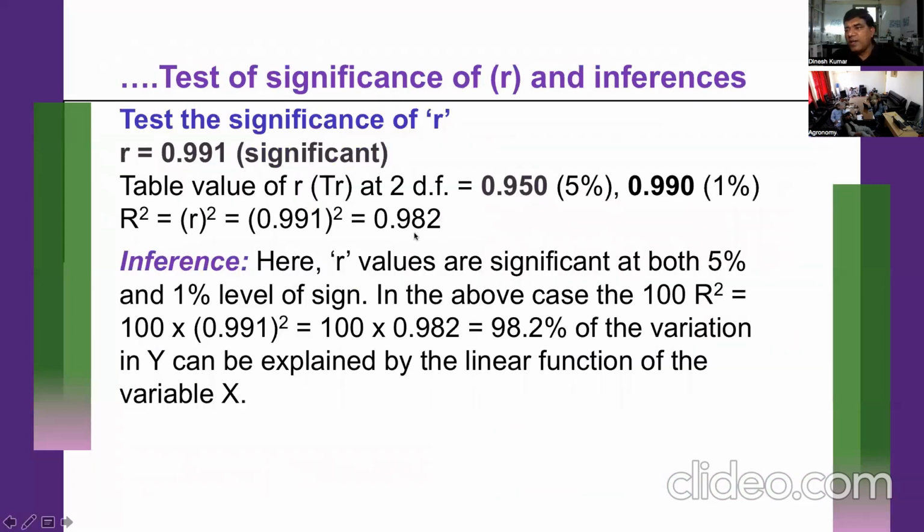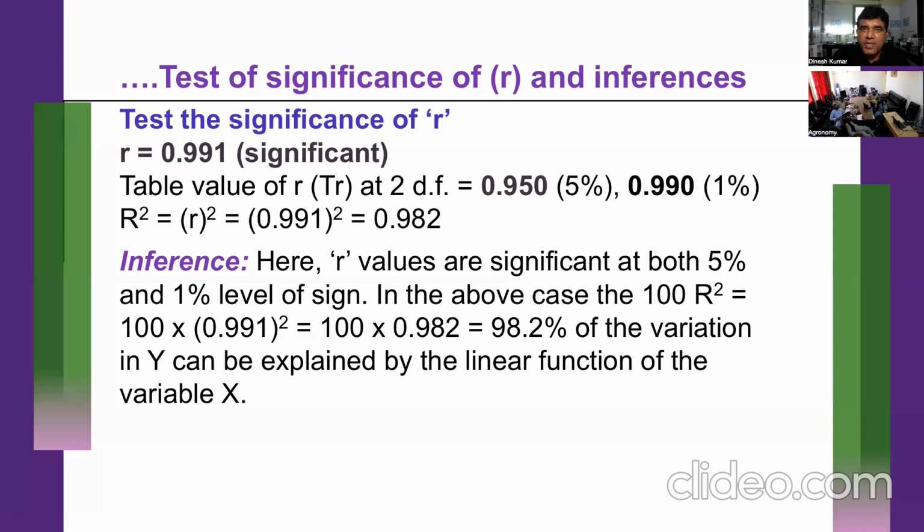For this, we can go for calculation of correlation coefficient. From the same data, by using the formula, we can calculate the correlation coefficient. Suppose correlation coefficient was 0.991, which is represented by small r. You can square this value: 0.991 into 0.991 gives us 0.982. This value, friends, is called R square. R square means coefficient of determination.